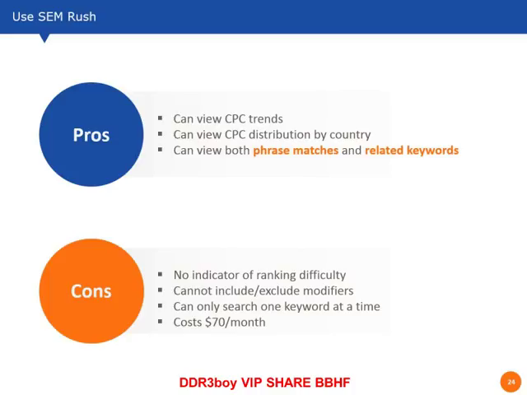The cons is that there, again, is no indicator of ranking difficulty. You can't use include and exclude modifiers like you can in some of the other tools. And you can only search for one keyword at a time. And then, of course, SEMrush is a paid tool, and so it does cost $70 per month. It isn't free like a couple of the other things that we showed here.